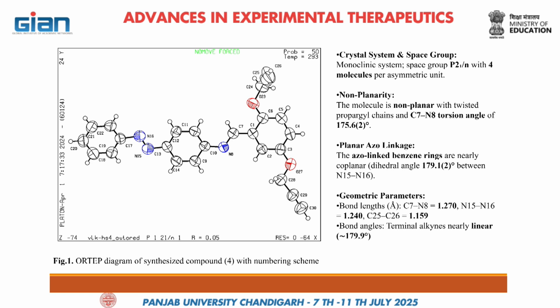Crystals of compound 4 were also grown. For this purpose, compound 4 was dissolved in ethanol and allowed to evaporate at room temperature. A monoclinic crystal system was obtained. The molecule is non-planar with a twisted propyl chain. The azo-linked benzene rings were nearly coplanar, and the terminal alkyne shows linearity with a bond angle of 180 degrees.